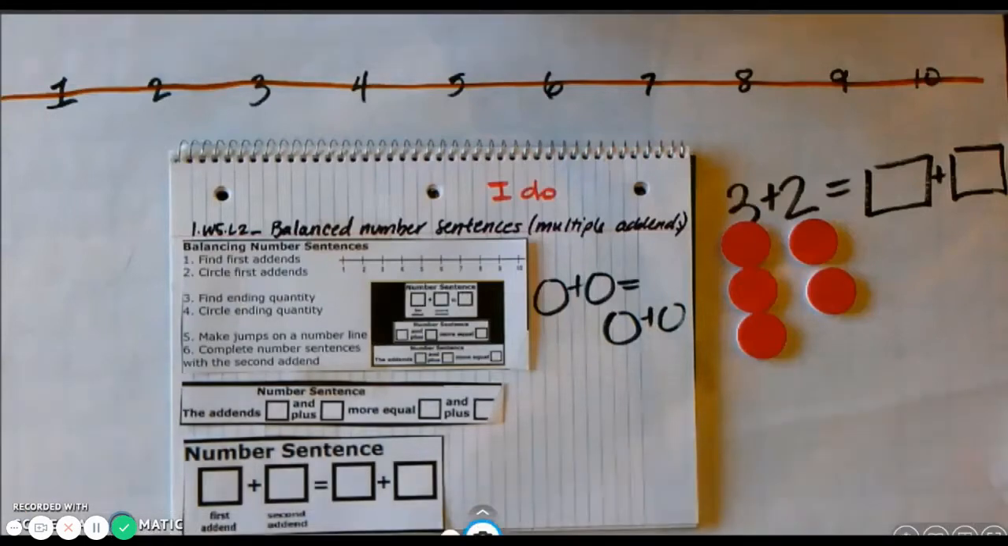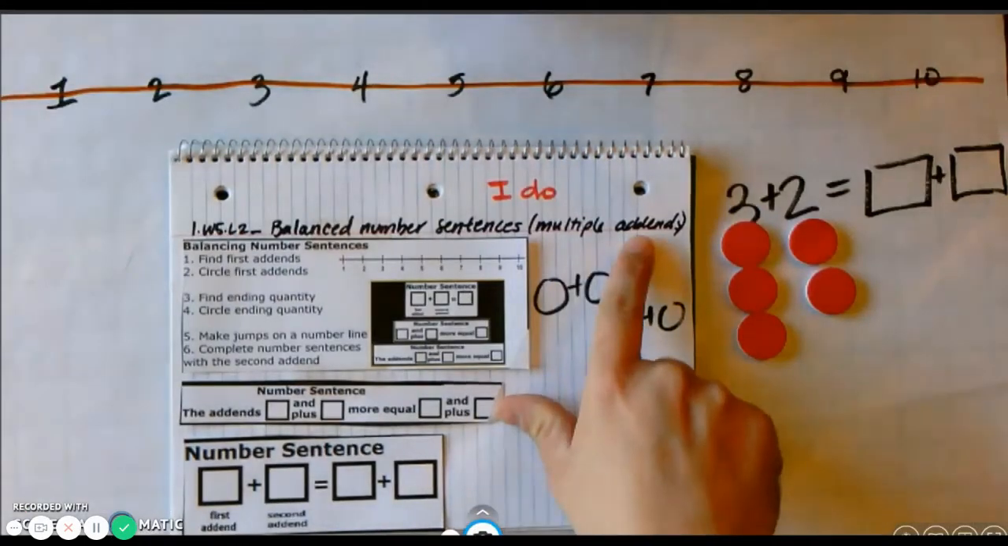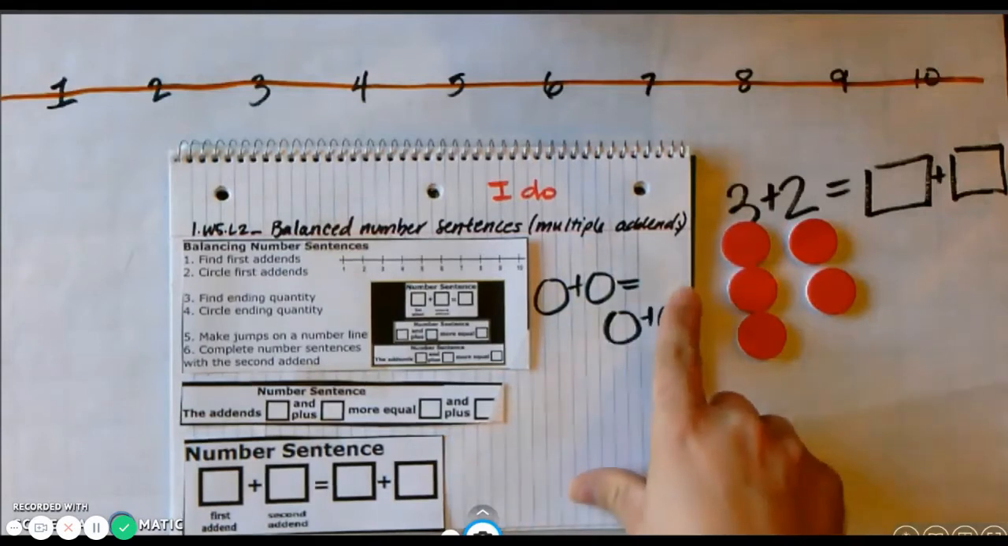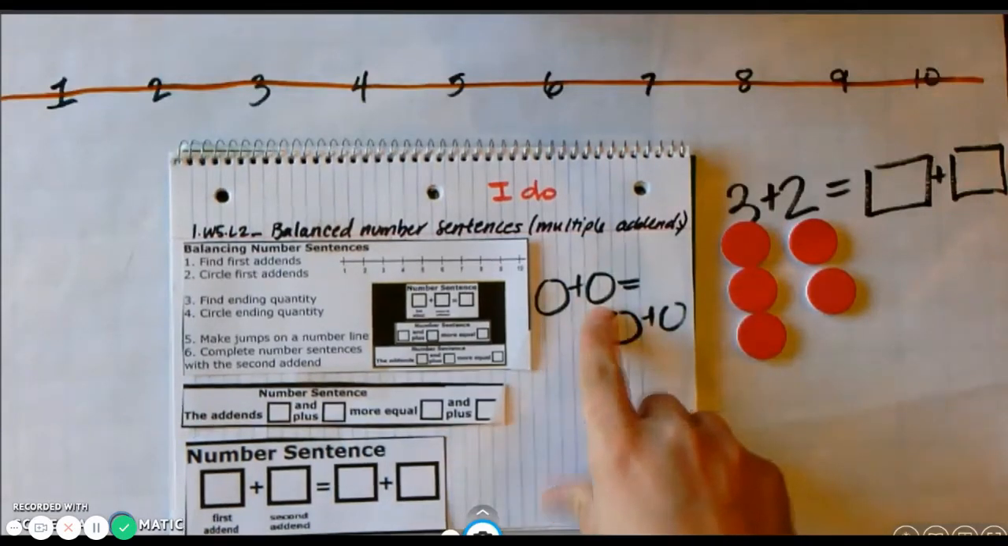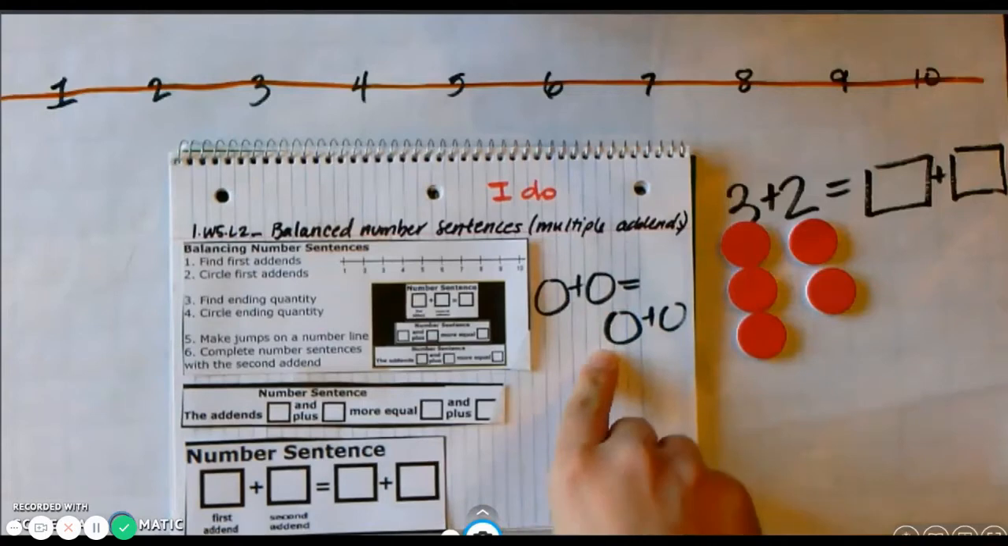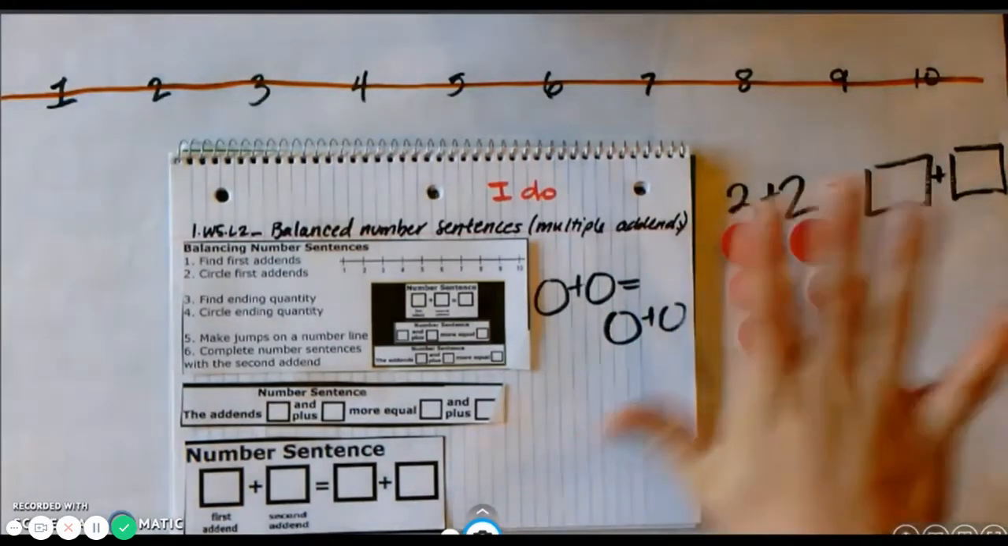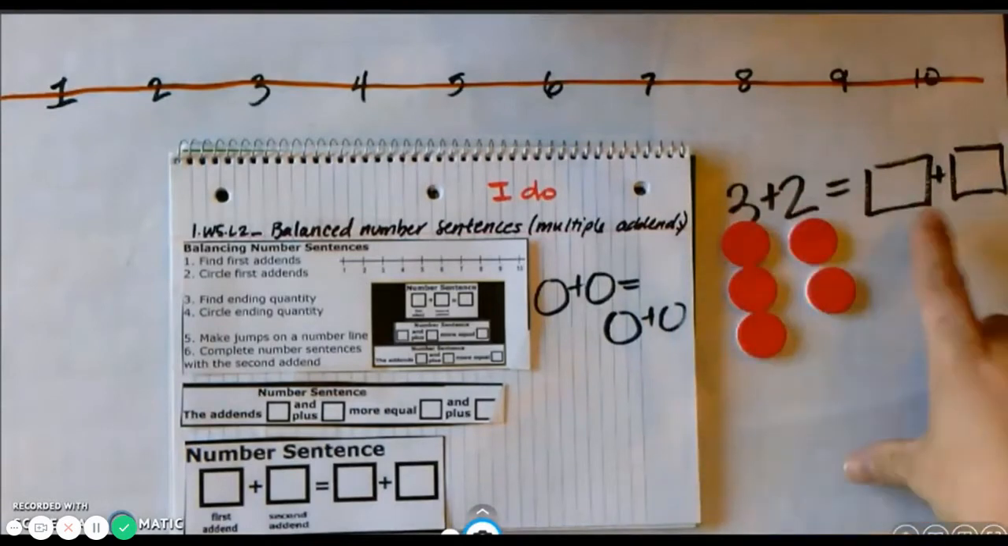So we're balancing those number sentences, and remember we're going to be using multiple add-ins. And that again means that we have two numbers added equals another two numbers added, or more than two numbers being used as add-ins, the ones we put together. So let's do one together. I'm going to do 3 plus 2, and actually I want you to pause and watch. So 3 plus 2 equals another two add-ins. We're just going to be moving those around.